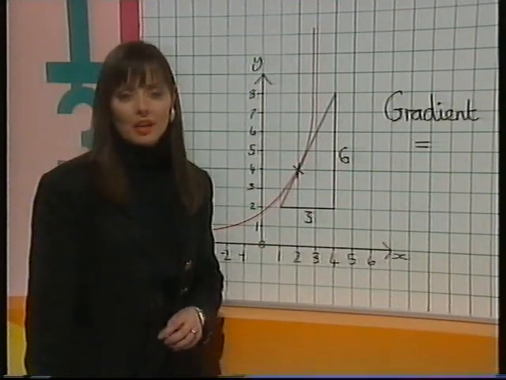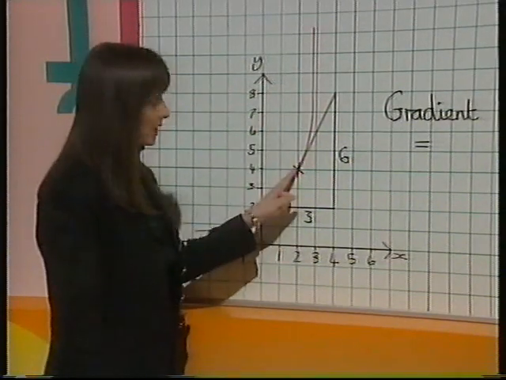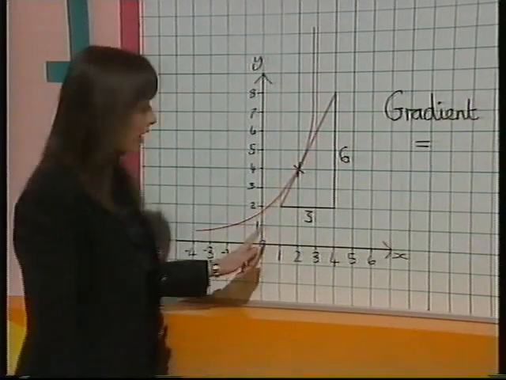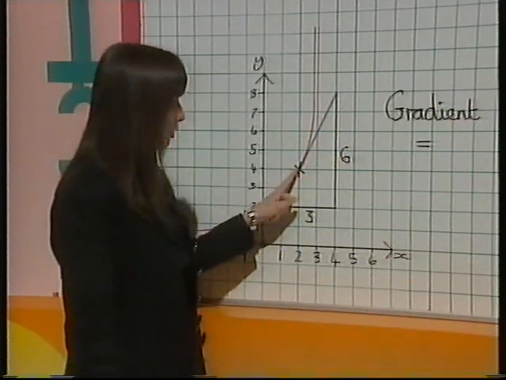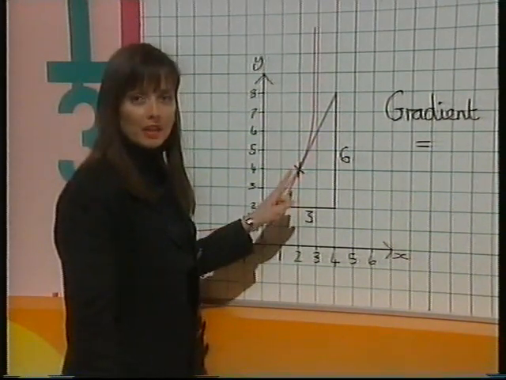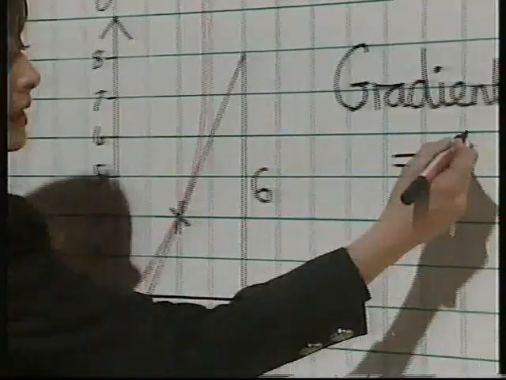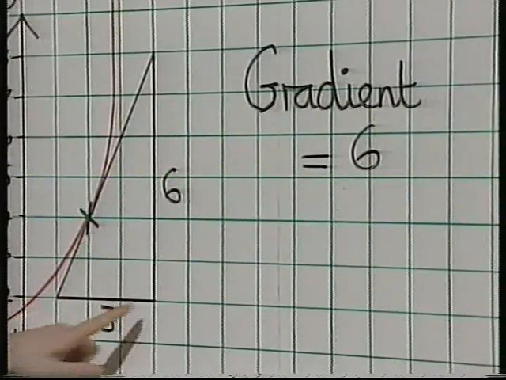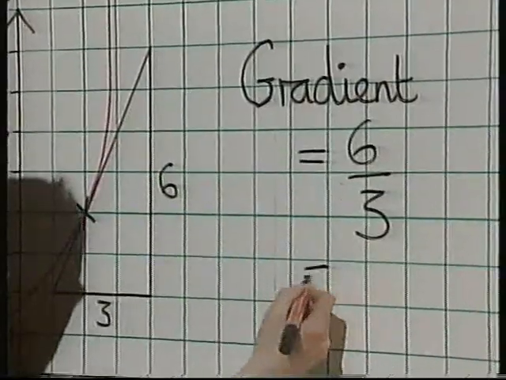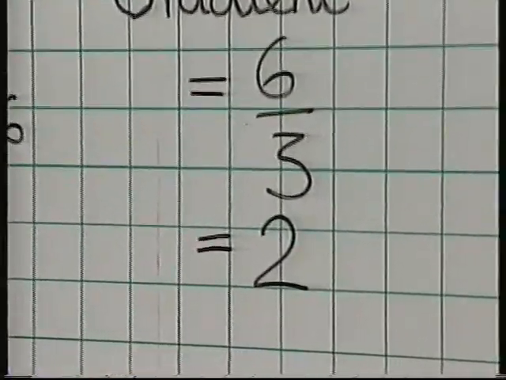Finding the gradients of curves is slightly more difficult. Say you want the gradient of this curve at this particular point. To do it, you need to draw a tangent. Draw a long line which just touches the curve here, but it mustn't cross it. Now find the gradient by dividing this length, the vertical length, 6, by the horizontal length, 3. And when we do that, we find that the gradient at this point on the curve is equal to 2.